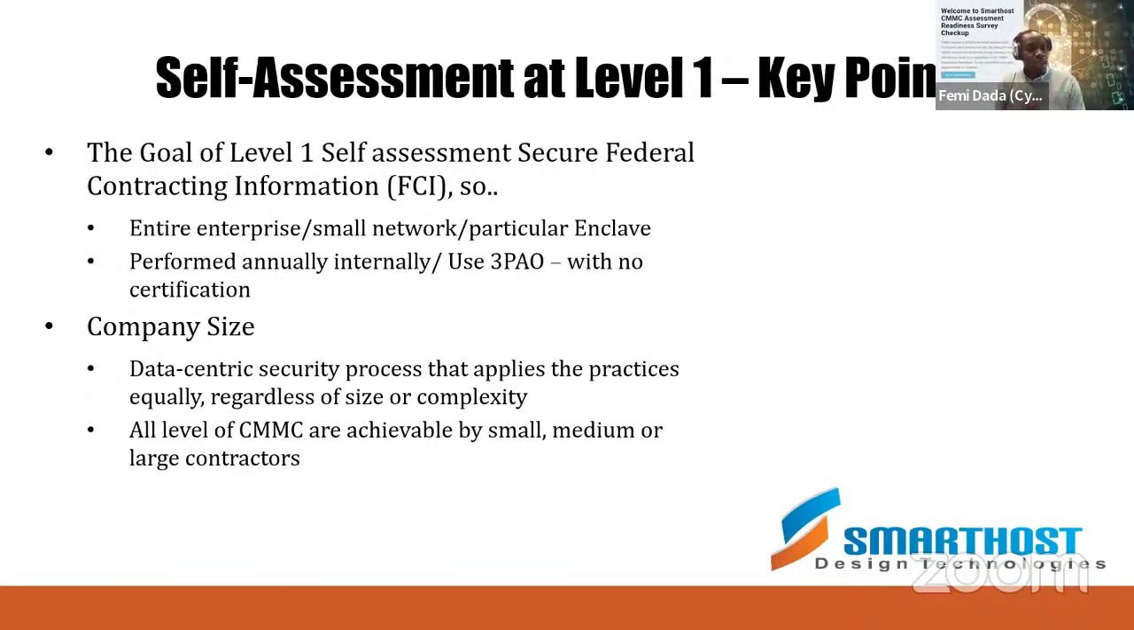If you're looking at Level 1 assessment, the goal is to assess and secure federal contracting information, FCI. That's your contracting information. If you want an award, if you bid, you have a request for proposal, you have an unsolicited proposal in your system, all of this information, your email communicating with a government agency, these are federal contracting information. So you have to be at Level 1 if you're a government contractor. It's not even an option.